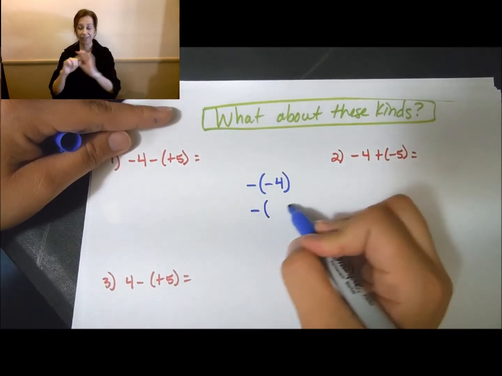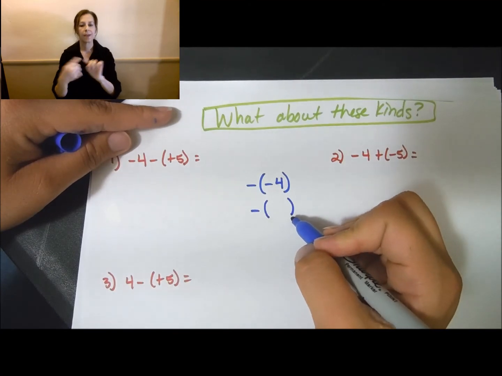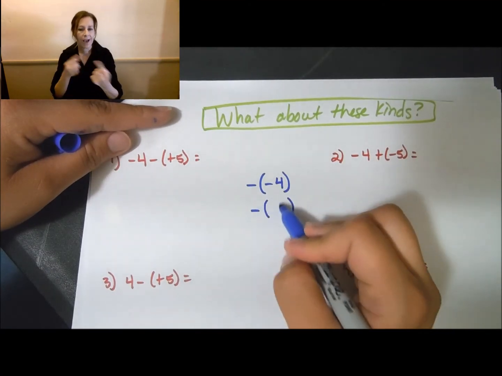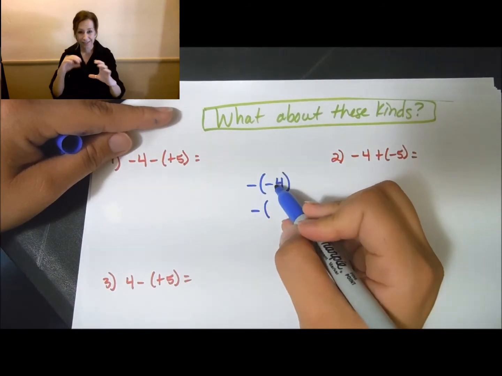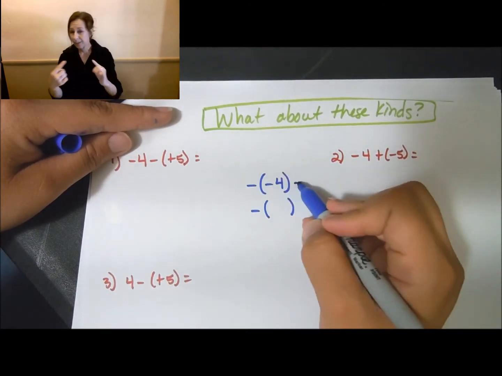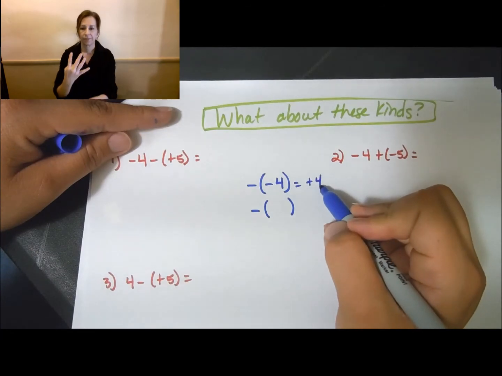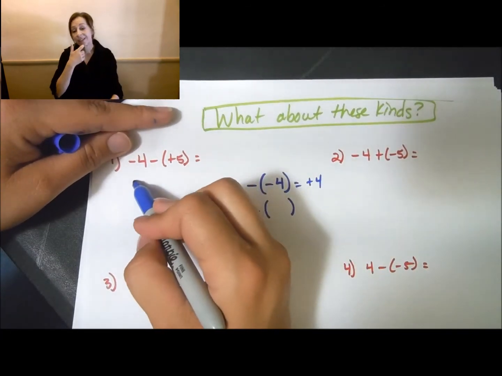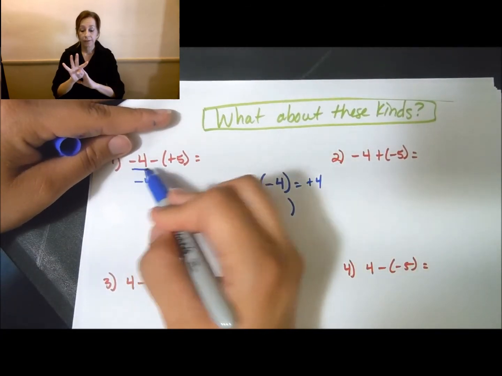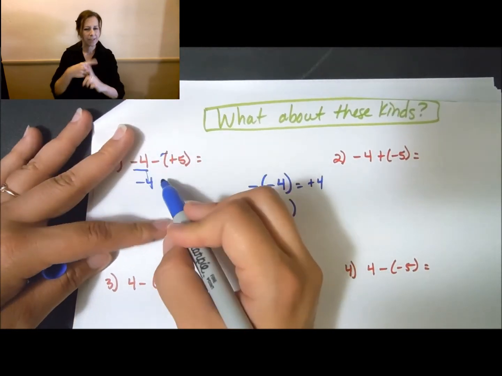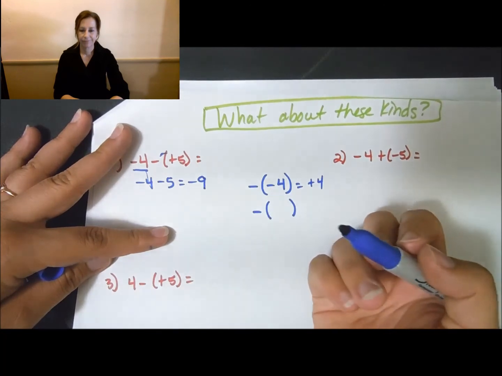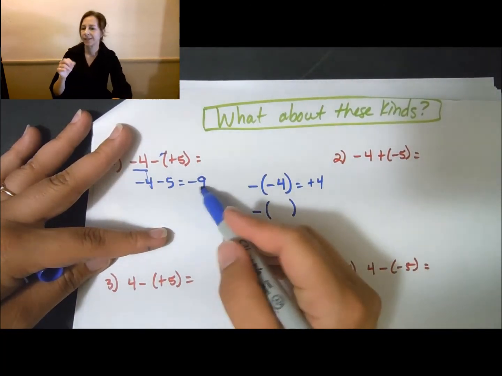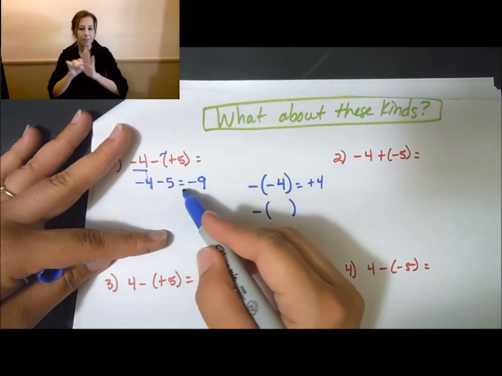the negative and then the parentheses represents opposite. So it's saying, what is the opposite of whatever is inside? The opposite of negative 4 is positive 4. So you can say, oh, negative 4 for this negative 4. What's the opposite of positive 5? Negative 5. And then you can think of the integer song, negative 9. Same sign, add and keep.